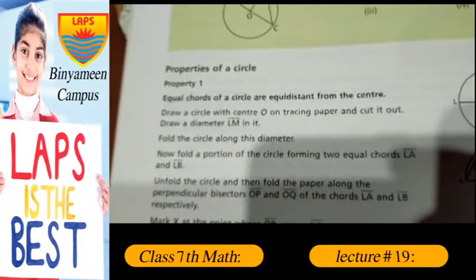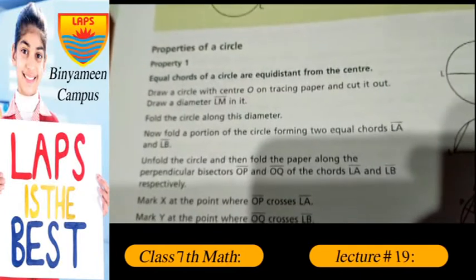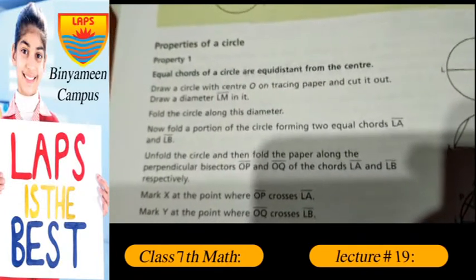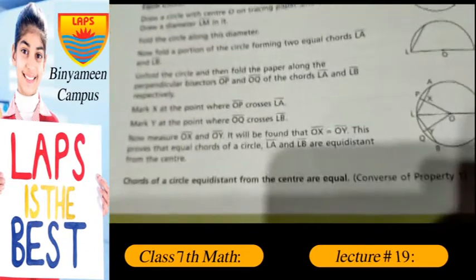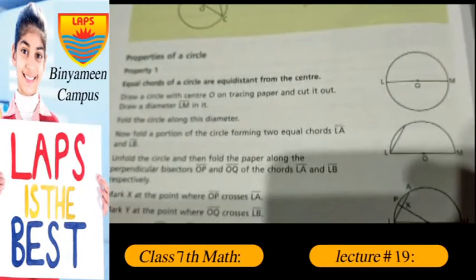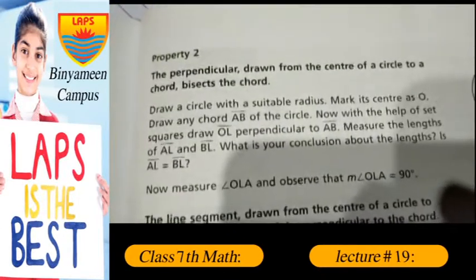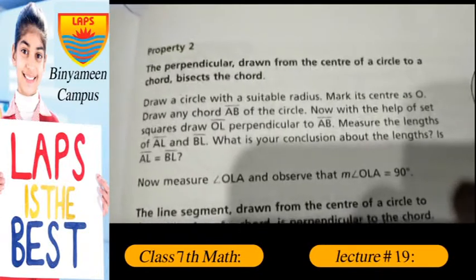Today I deliver a lecture from page number 180, properties of circle. Circle have different properties. First, equal chords of a circle are equidistant from the center. Second property, the perpendicular drawn from the center of the circle to a chord bisects the chord.